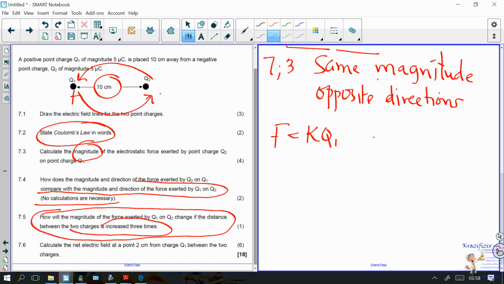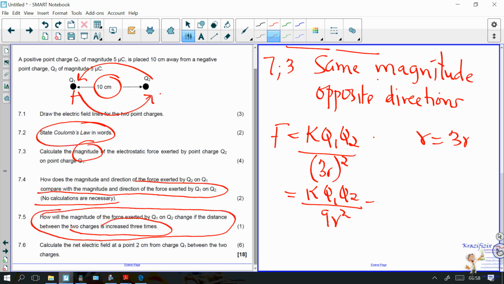Q1, Q2. Now my R is no longer R, but 3R. 3 times. So I'm going to have 3R squared. And what am I going to have here? K Q1 Q2 over 9R squared.